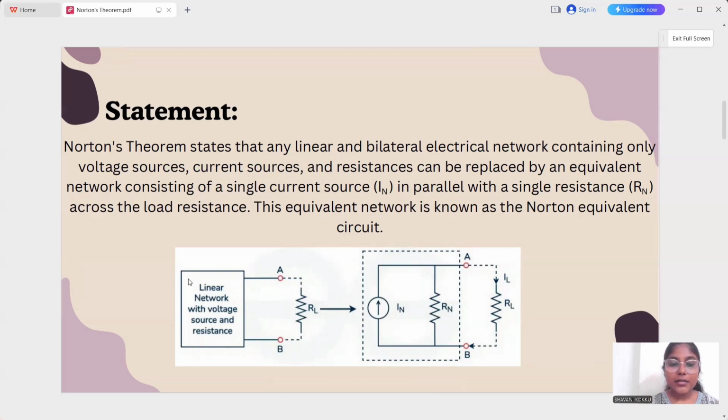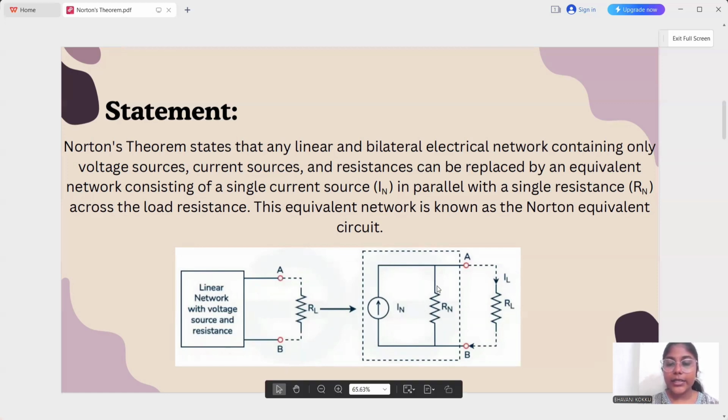As you can see here, this linear network is transformed into this, just containing a single current source connected in parallel to a resistor. IN is known as Norton's current and RN is known as Norton's equivalent resistance. IN is also known as short circuit current. We will find IN by short circuiting this load resistor, that is, by replacing this load resistor with a wire.